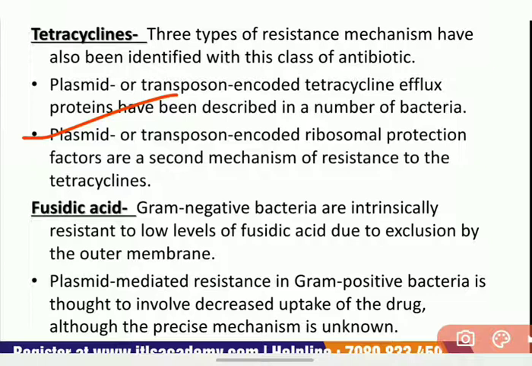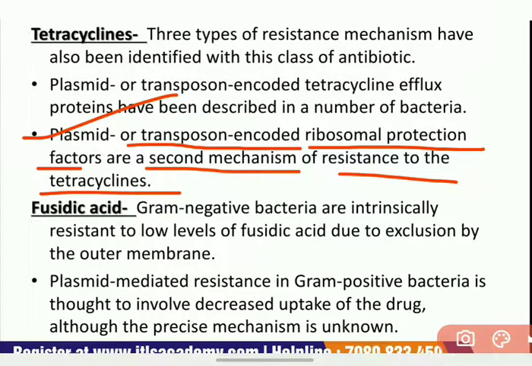Plasmid or transposon encoded ribosomal protection factors are a second mechanism of resistance to the tetracyclines. These proteins are believed to alter the tetracycline binding site on the 30S ribosomal subunit, lowering the affinity for the drugs.